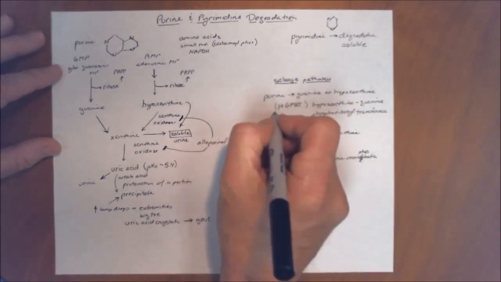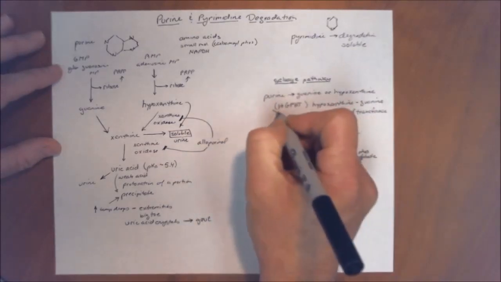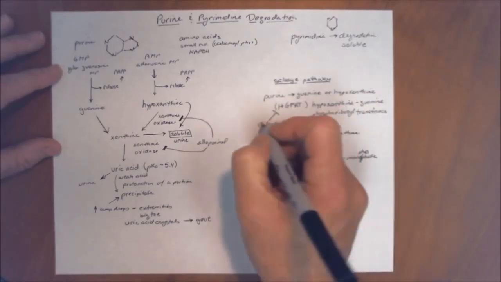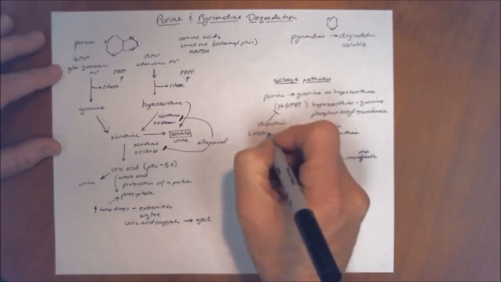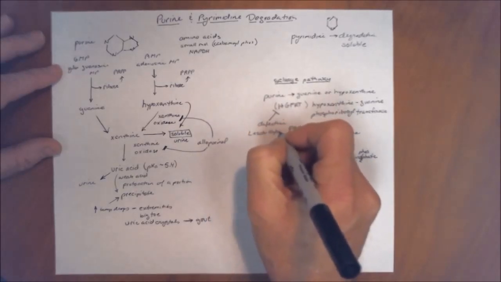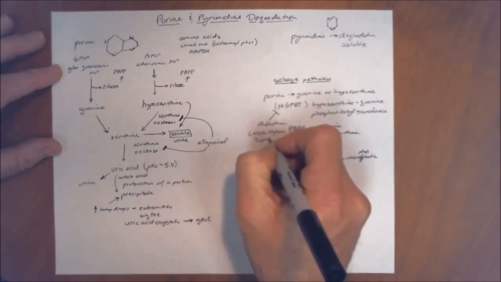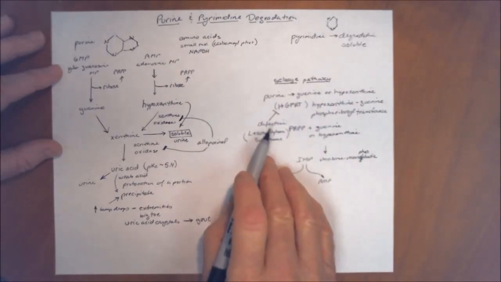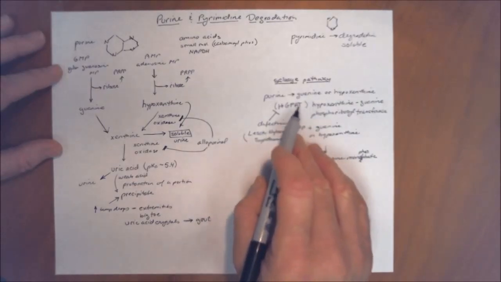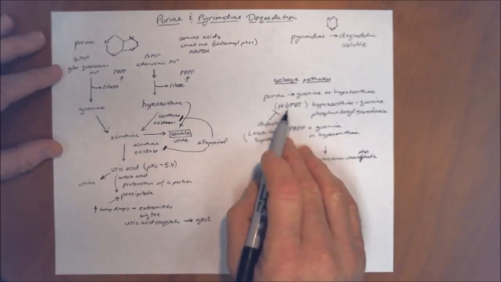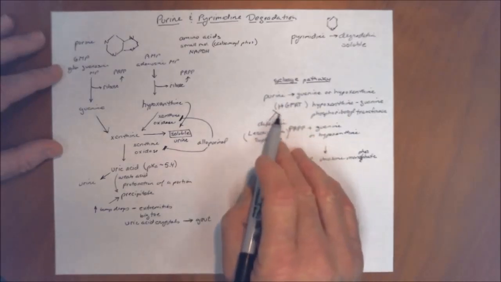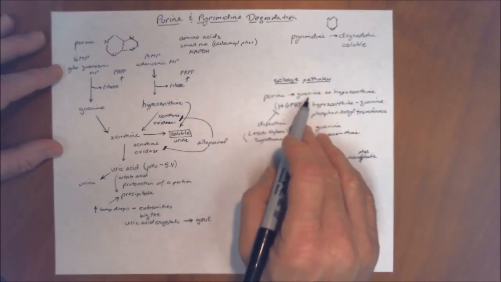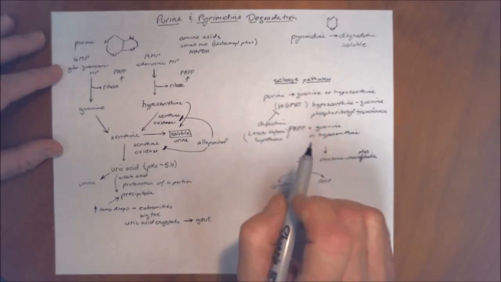Now this enzyme is defective in Lesch-Nyhan syndrome. So this is an inborn error of metabolism. This is a genetic defect, and this enzyme is absent. There is no activity. So because this is not active, we have lost the ability to recover our purines through the salvage pathway.